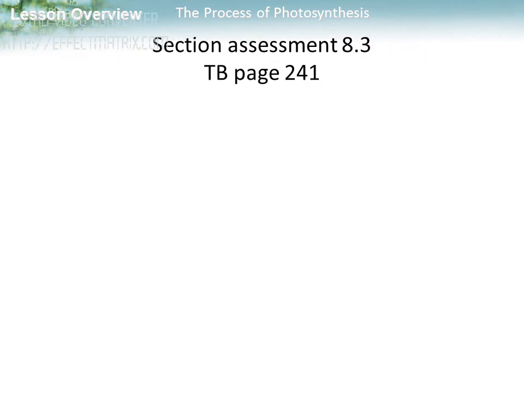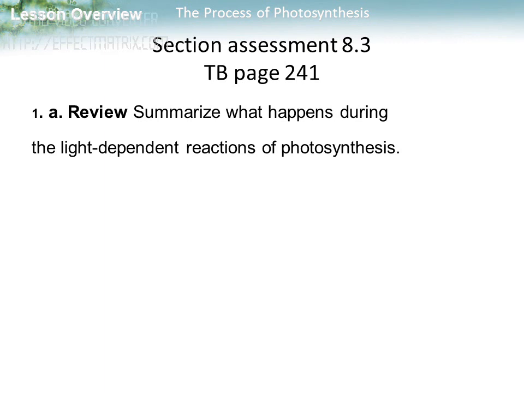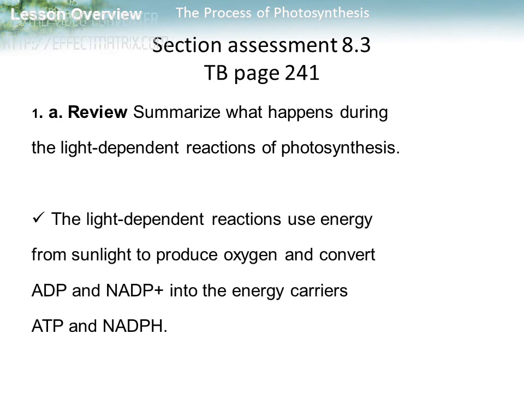Section assessment 8.3. You can find these section assessment questions on your textbook page 241. Let's start from the first question. It says, summarize what happens during the light-dependent reactions of photosynthesis. Can you try this? I hope you answered it. So the answer is, the light-dependent reactions use energy from sunlight to produce oxygen and convert ADP and NADP+ into the energy carriers ATP and NADPH.